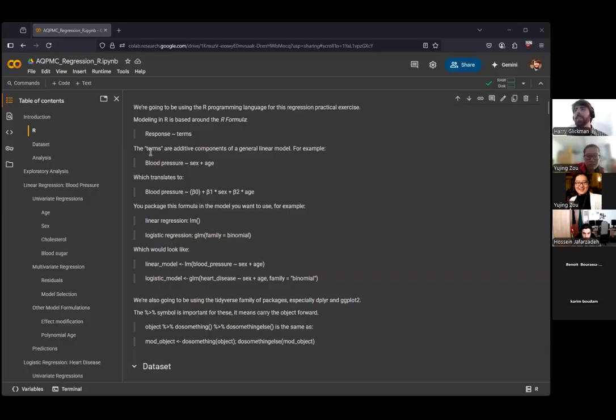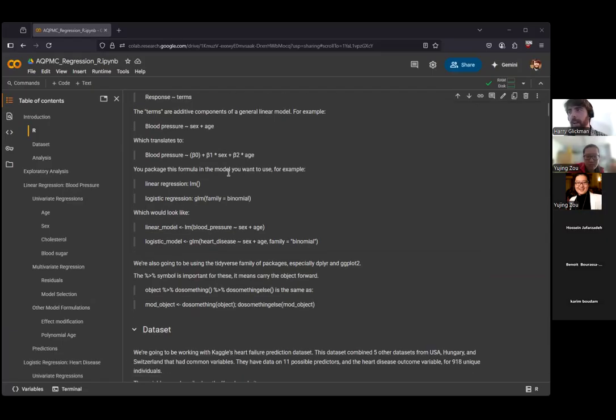So the terms on the right here are the additive components of a general linear model. If we're modeling blood pressure as our response variable, we will say blood pressure is a function of sex and age. And that's how it works. What this translates to, from what I showed you yesterday, is that your outcome variable is a function of an intercept, which it adds automatically if you're using a regression model that has an intercept, and then it adds the slope terms for the terms that you added. So that's how it reads it.